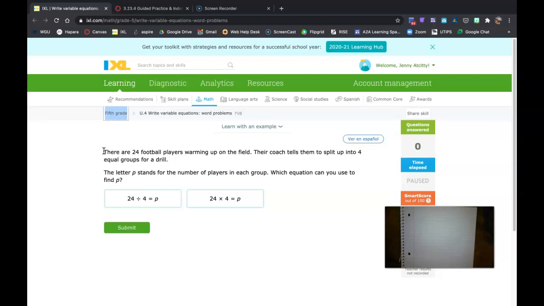There are 24 football players warming up on the field. Their coach tells them to split up into 4 equal groups for a drill. The letter P stands for the number of players in each group. Which equation can you use to find P?